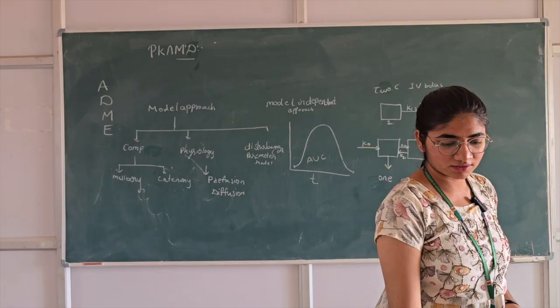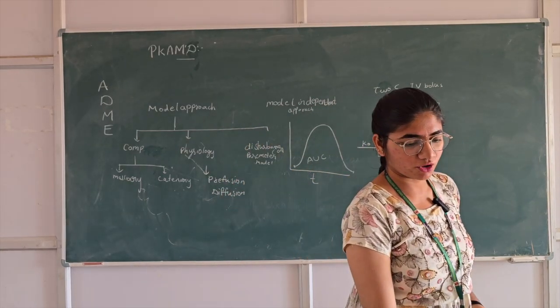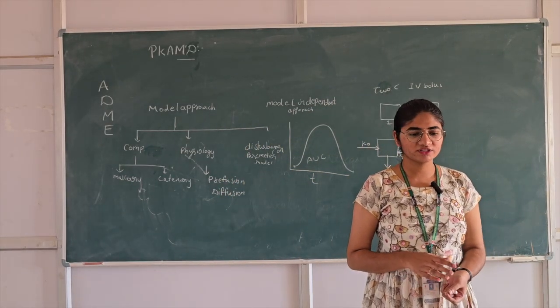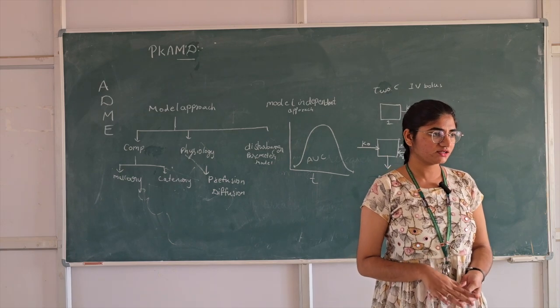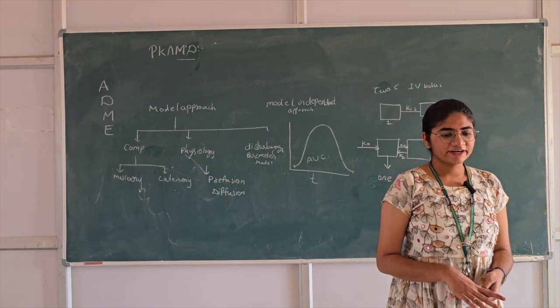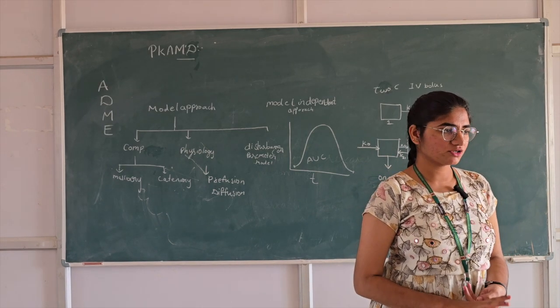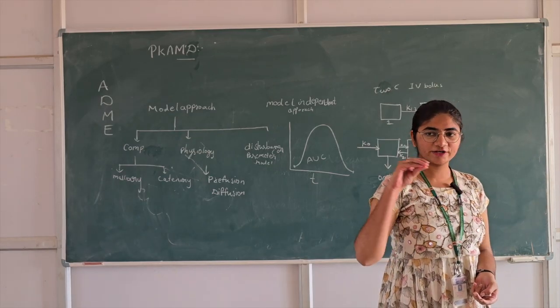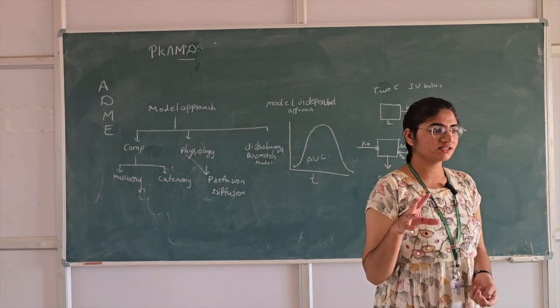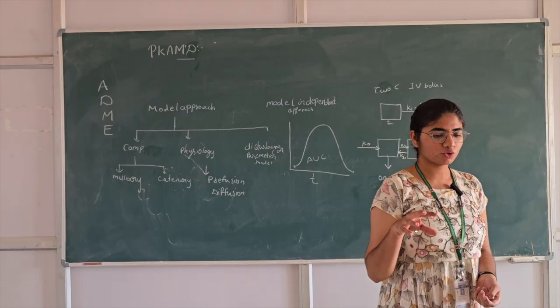And when it comes to the physiological model, there are some factors which affect the drug uptake. The rate of drug uptake into the tissue depends on mainly two things: the rate of blood flow to the tissue, and another one is the affinity towards the tissue, that is, protein binding or not.